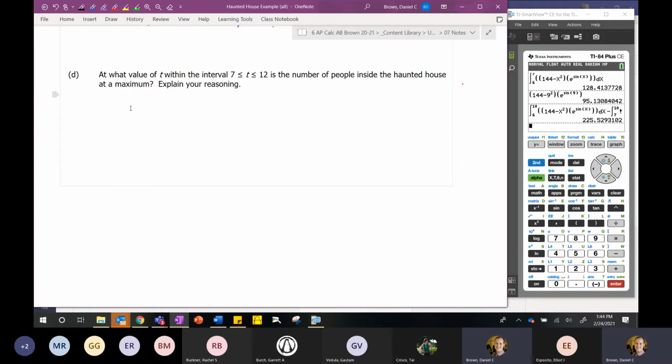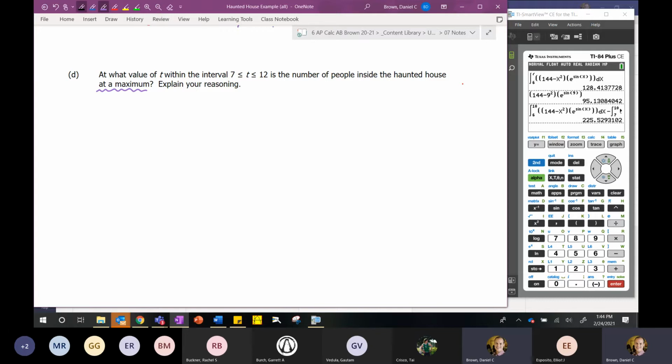It says at what value within the interval from 7 to 12 is the number of people inside the haunted house at a maximum. So we're looking to find the most number of people. In this class, whenever you're asked to find the most, the maximum, the least, the minimum, the absolute maximum, the absolute minimum, any of those extremes, what is it that you're going to have to create? You're going to have to create a candidates test.